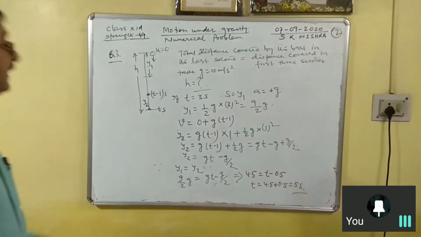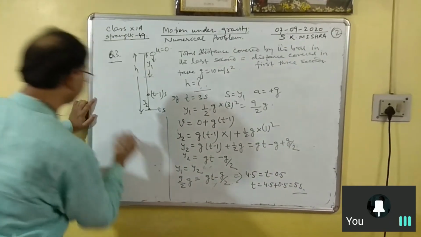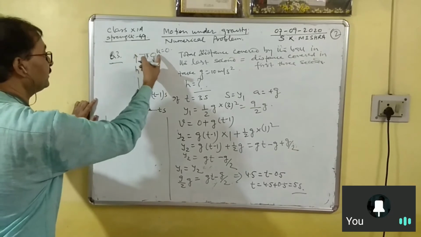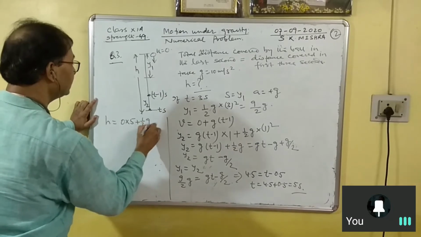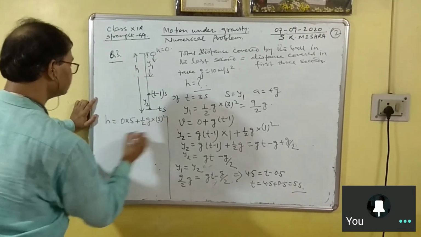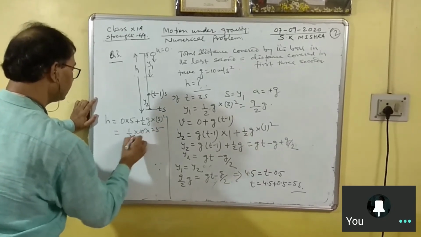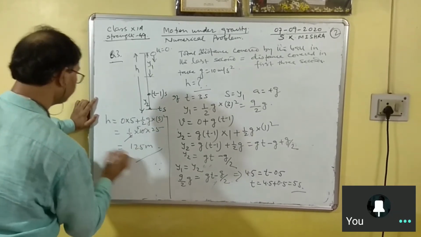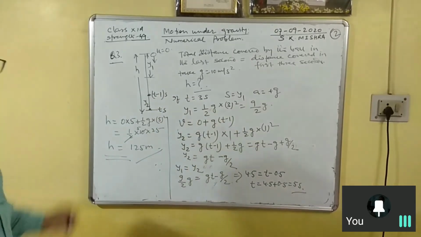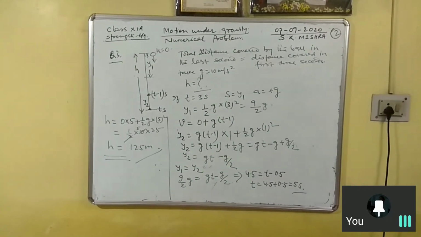Now in 5 seconds the ball will reach the ground. So the height h is determined: h is equal to ut, u is 0, t is 5 seconds, plus half g t square, 5 square. So this is half, take g as 10, t square is 25, 25 into 5, how much? 125 meter. So the height of the tower is 125 meter. Okay, written.